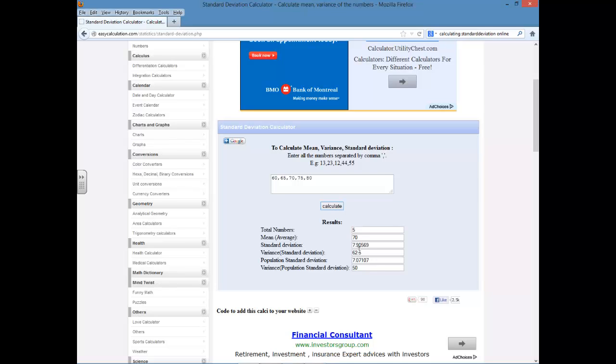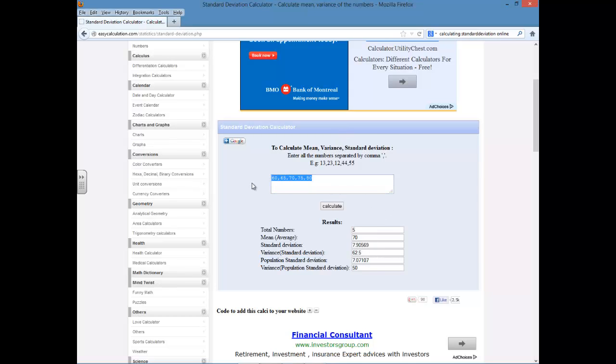Well, I had previously done these scores. So my standard deviation, and again, there's two standard deviations that show. The one that we want is the population standard deviation. So 7.07, which is what we had gotten before.